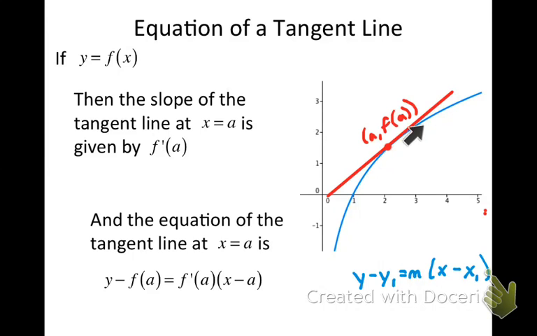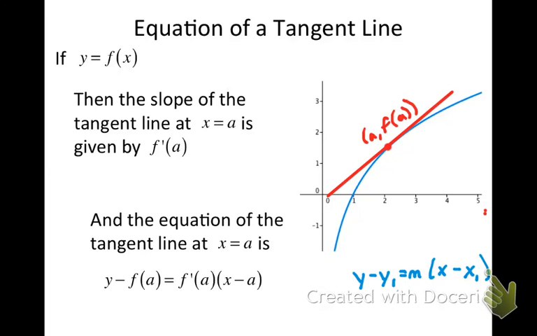We could say that the equation of this line is simply y minus f of a. Now that's just y minus y1. And that's equal to f prime of a, which remember is the slope of the line, times x minus a, which is simply x minus x1. So we're going to combine finding the slope of the tangent line with using the point-slope form of the equation of a line in order to write the equation of a tangent line at a given point.